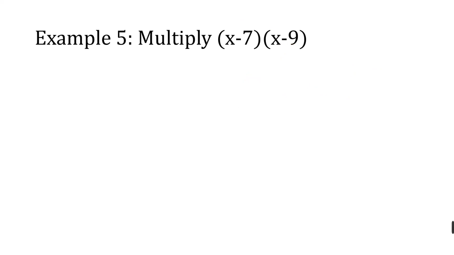Example 5, go ahead and pause. Try to do this one on your own. See if you get the right answer. Did you pause? Okay, let's see how you did. First terms, x times x is x squared. Outer terms, on the outside, x times a minus 9 is a minus 9x. Inner terms, negative 7 times x is negative 7x. And last terms, when we do a minus 7 times a minus 9, we get a positive 63.